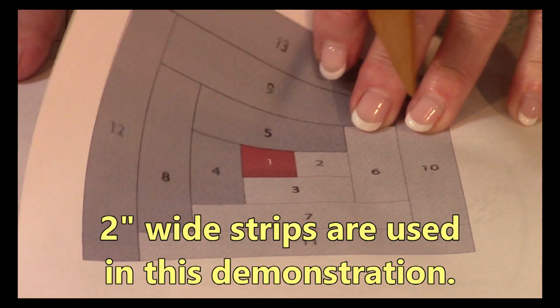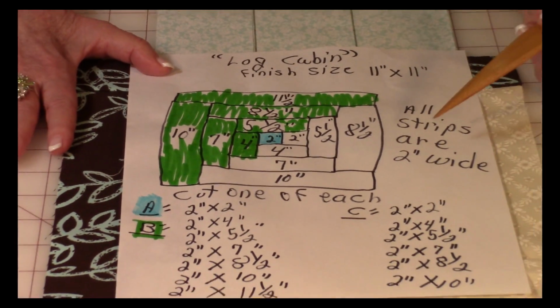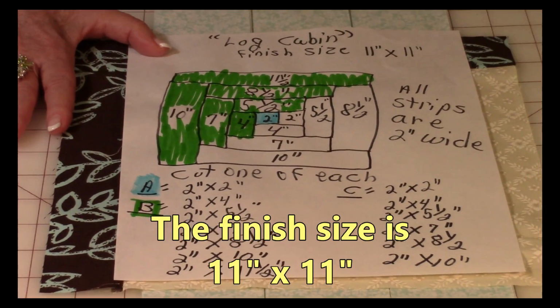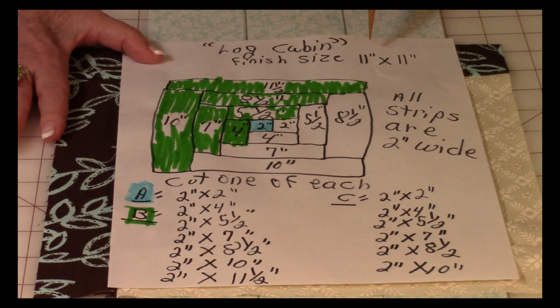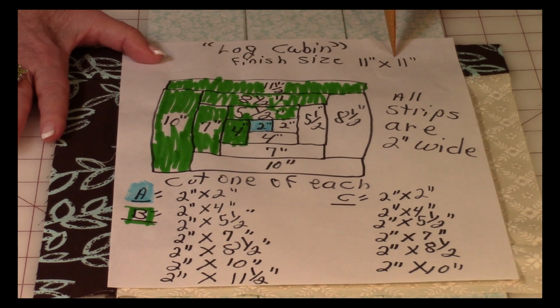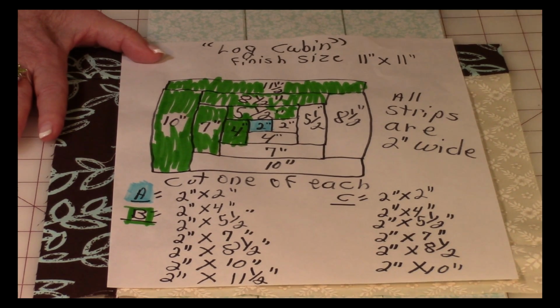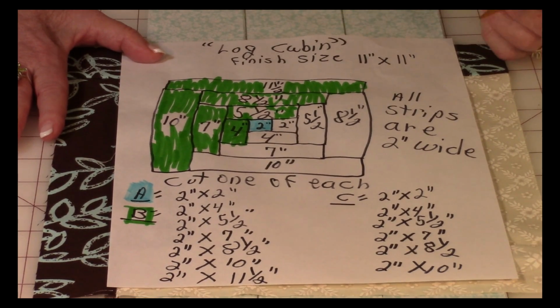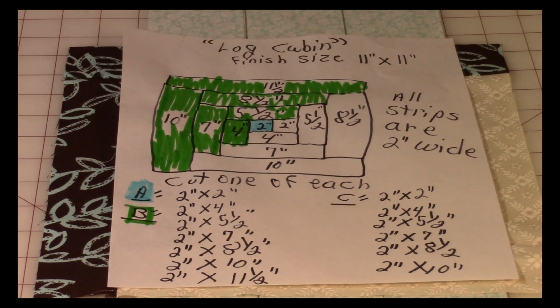Now, all of the strips that I'm using in my block are going to be 2 inches wide. And by the way, the finished size of the block I'm demonstrating is 11 by 11. But it all depends on the size of your strips and how many rows you want to do, because you can keep going out and out and out and building this thing forever.